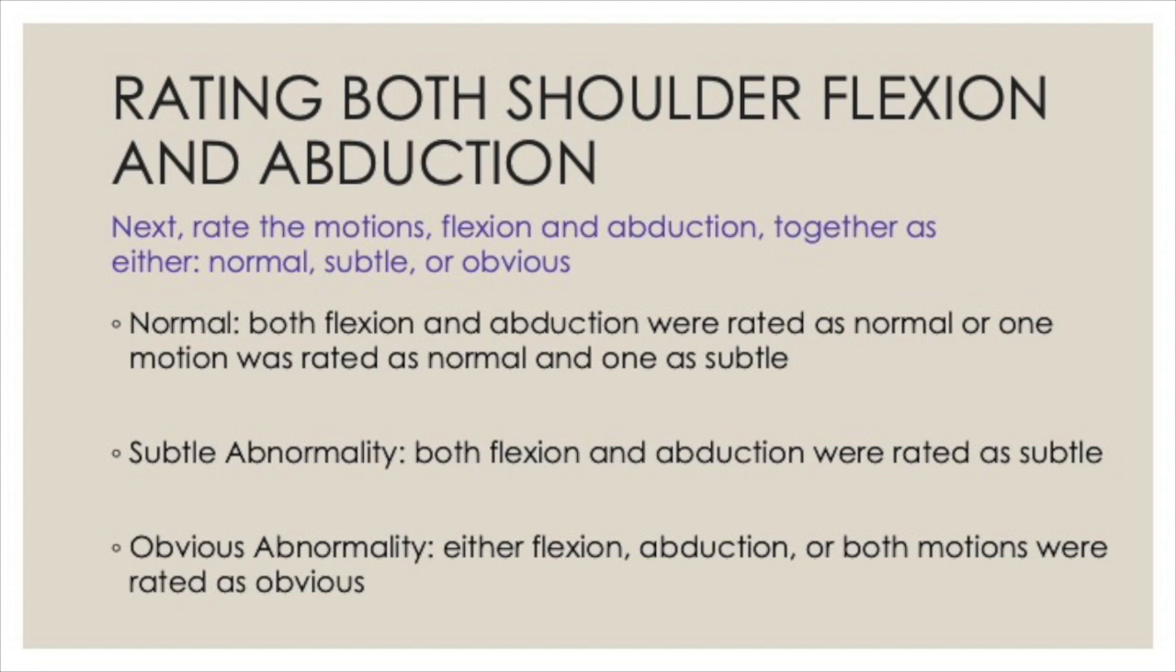After you've rated each scapula individually on each motion, you're going to rate the motions of flexion and abduction together as either normal, subtle, or obvious. Normal, both flexion and abduction were rated as normal, or 1 motion was rated as normal and 1 as subtle. For subtle abnormality, both flexion and abduction were rated as subtle. And for obvious abnormality, either flexion, abduction, or both motions were rated as obvious.